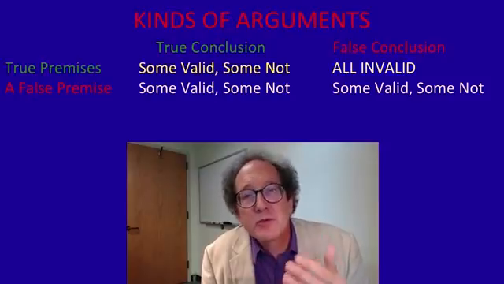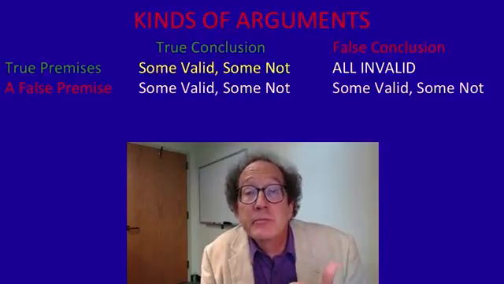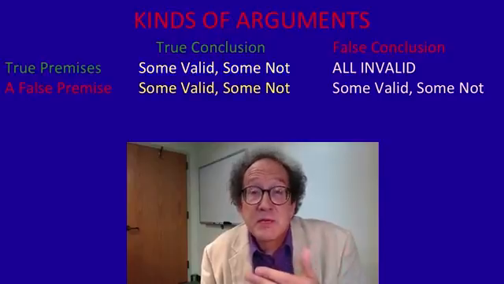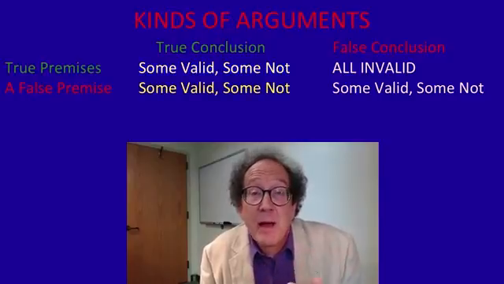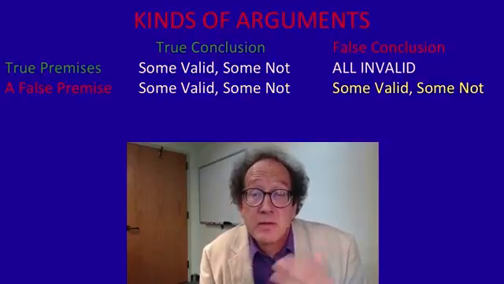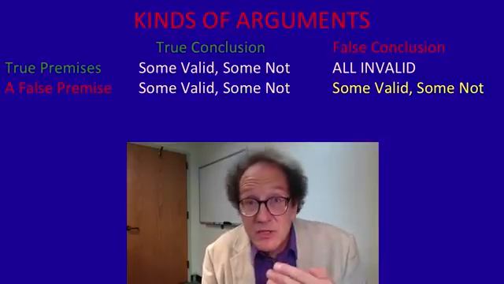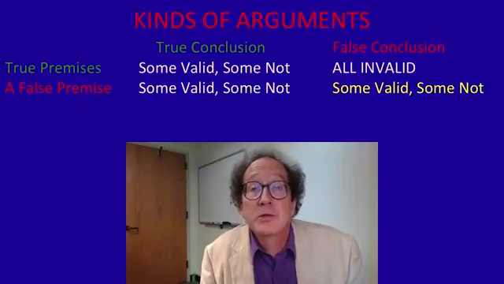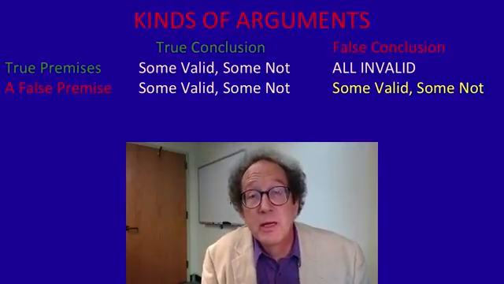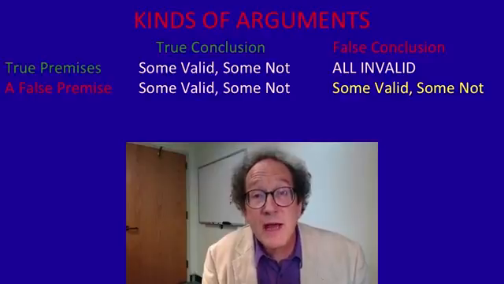But if you've got true premises and a true conclusion, it might be valid, it might not. If you've got false premises and a true conclusion, it might be valid, it might not. If you've got false premises and a false conclusion, it might be valid, it might not. So let's look at some examples of each of those possibilities in order to better understand the relation between premises and conclusion that exists when the argument is valid.